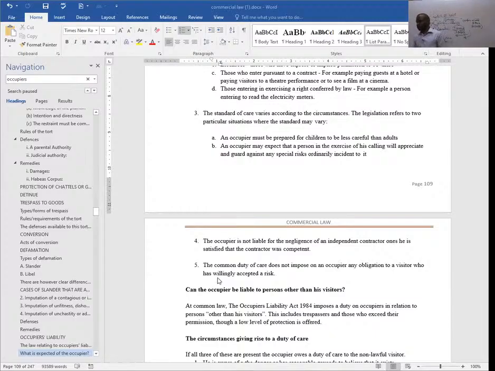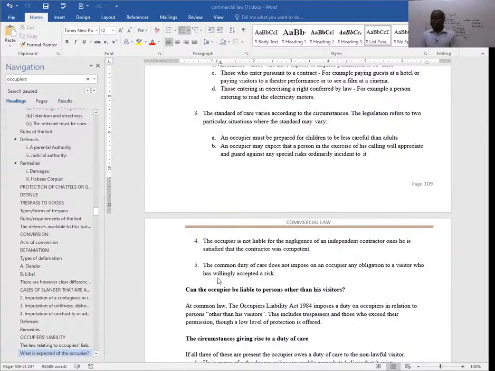Then the common law duty of care does not impose on an occupier any obligation to a visitor who has willingly accepted the risk. So if you've accepted the risk as a visitor entering the premises, the supermarket won't be held responsible. For example, if they have clearly indicated that the floor is slippery but you still enter the premises, it simply means that you've accepted the risk when you enter. So you cannot hold this supermarket responsible.